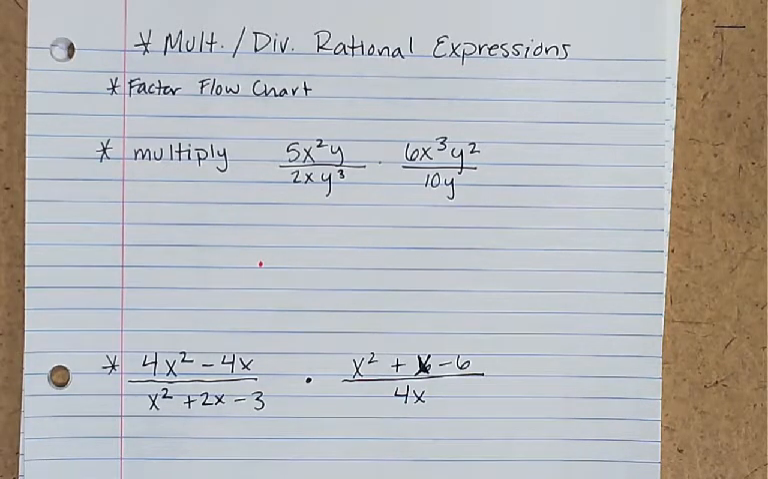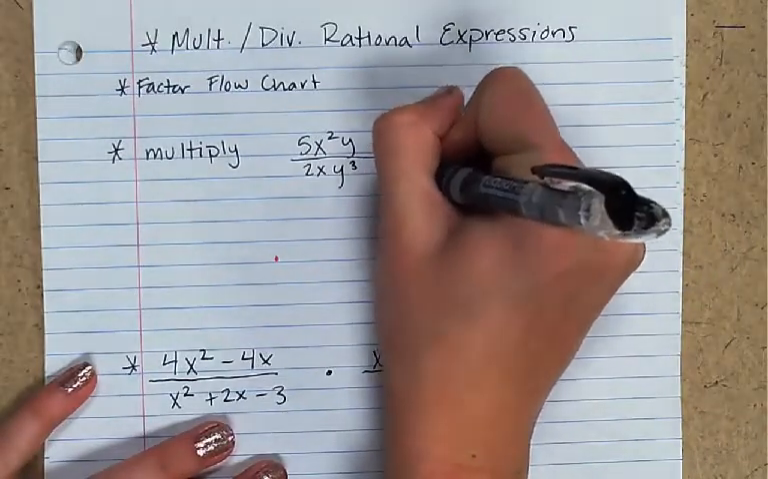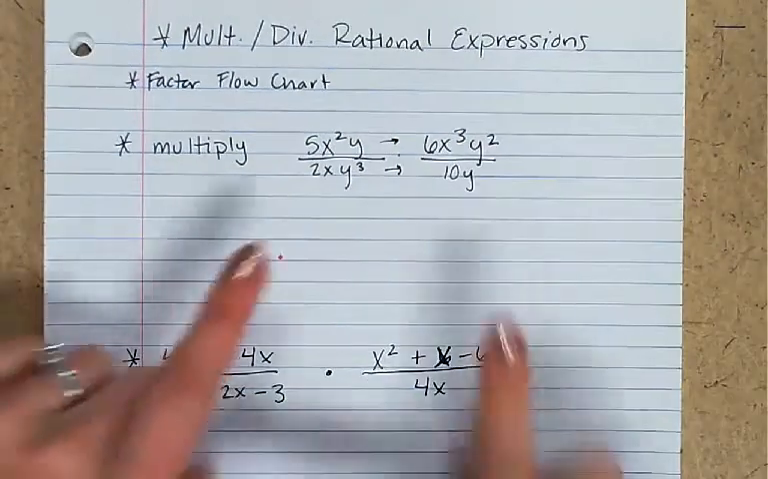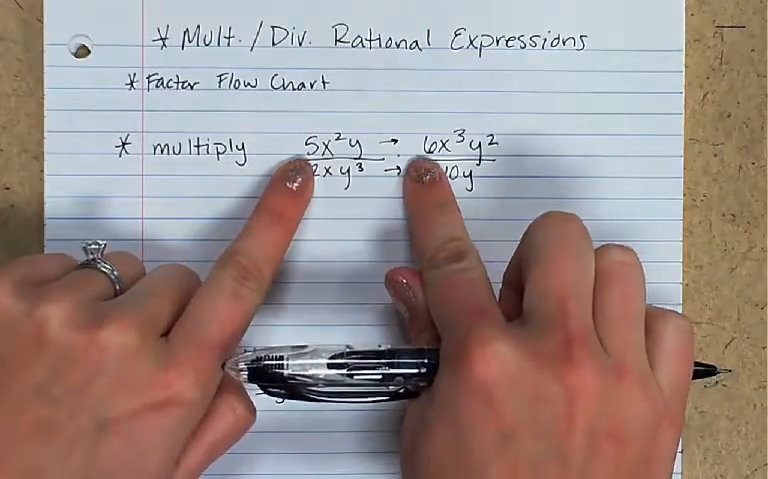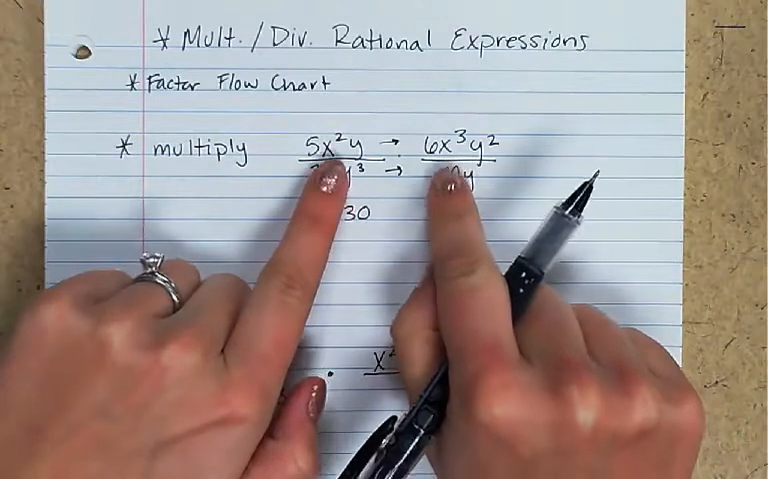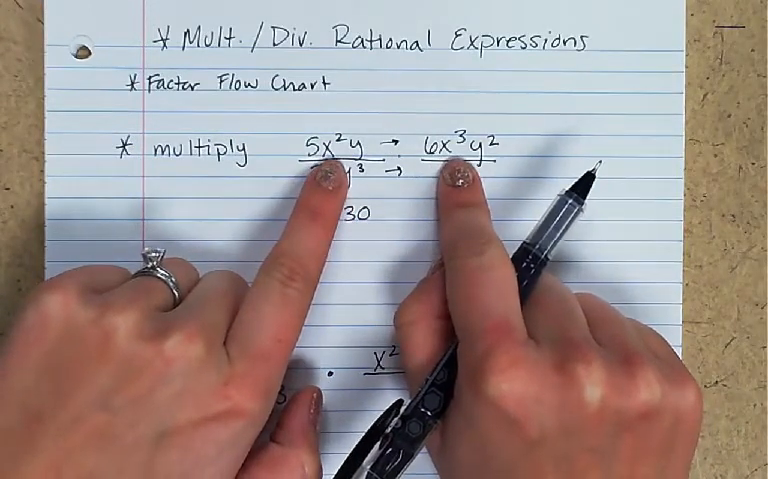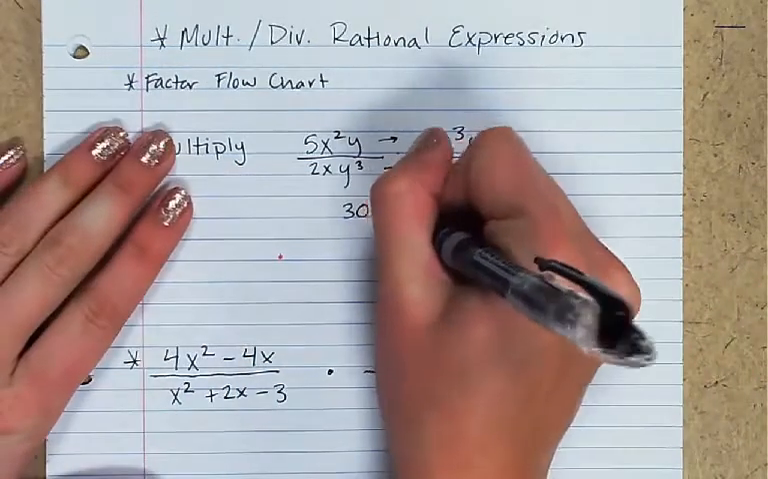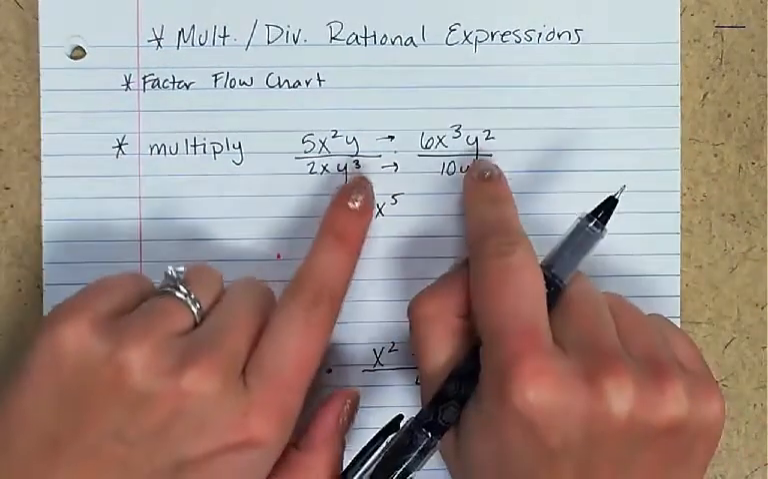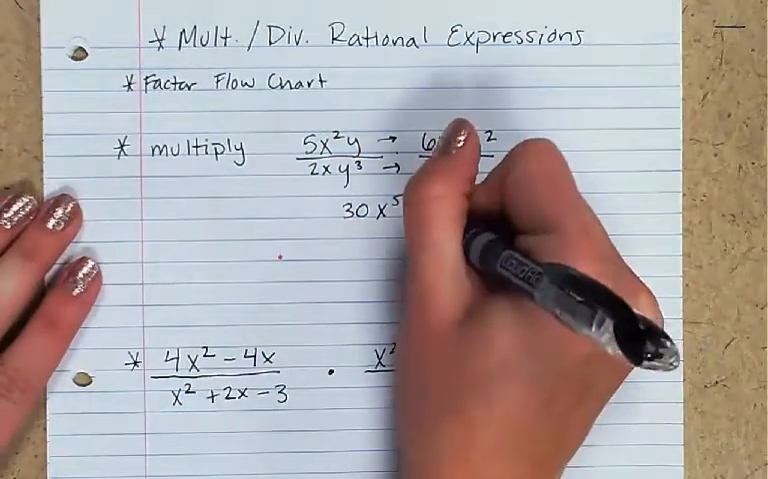So the first one we're multiplying here, it's just a bunch of monomials, meaning nothing is being added or subtracted. When you multiply fractions, you just go straight across. Looking at the numerator, first we multiply the numbers. 5 times 6 is 30. Then we multiply the x's, 2 separate bases, so x squared times x cubed means you add the exponents. That means we have x to the 5th in the numerator, and y times y squared means there's 3 of them up there, so that's y cubed.